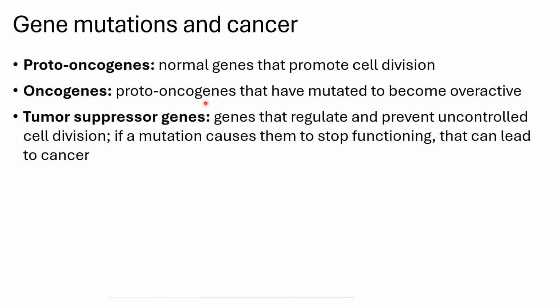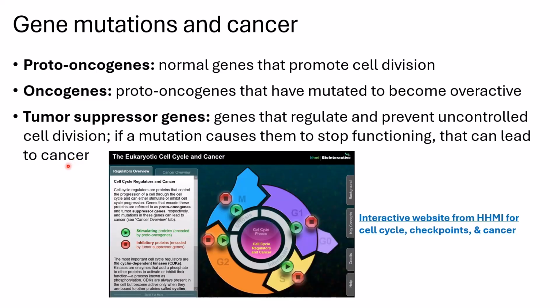Tumor suppressor genes are the opposite. They inhibit the cell cycle and are important for regulating and preventing uncontrolled cell division, like the brakes of a car. If a mutation causes them to stop functioning, this can also lead to uncontrolled cell division. It would be like if the brakes stopped working in the car and there is no way to slow it down. The HHMI has a nice interactive website for learning more about cell cycle and cancer.